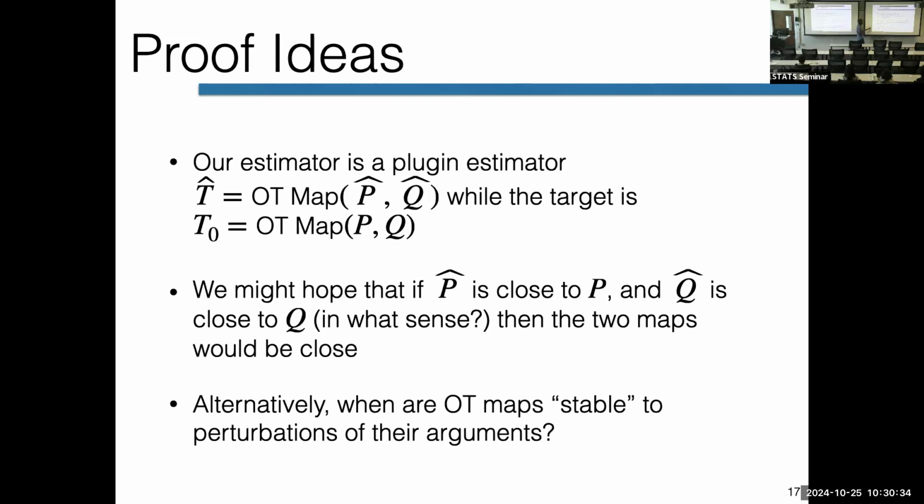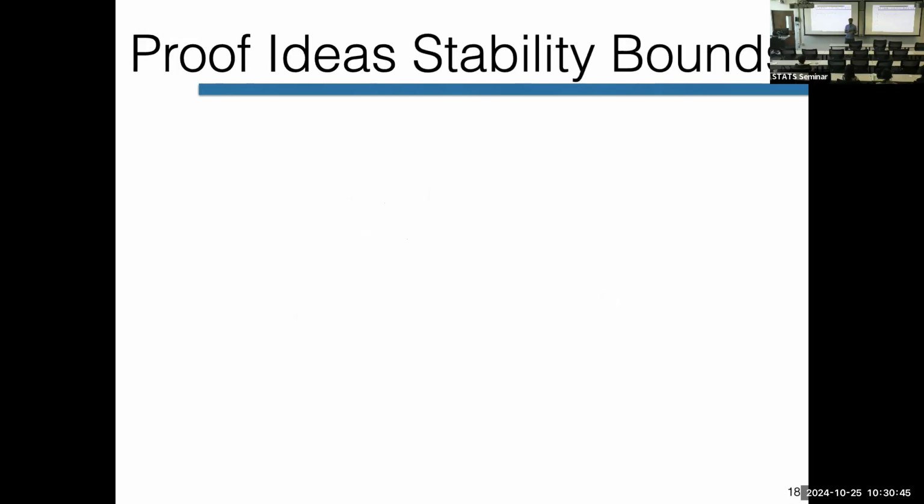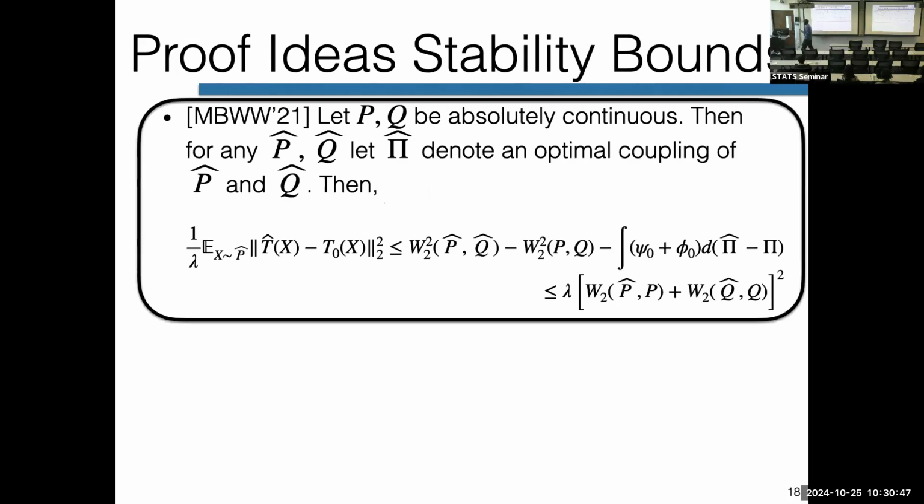So when our OT maps are stable to perturbations of their arguments, we want to understand that. Let me tell you what we showed, and this will somehow answer this question. It basically says, suppose I let P hat and Q hat be some nice estimators, and you have all those conditions that we already had.